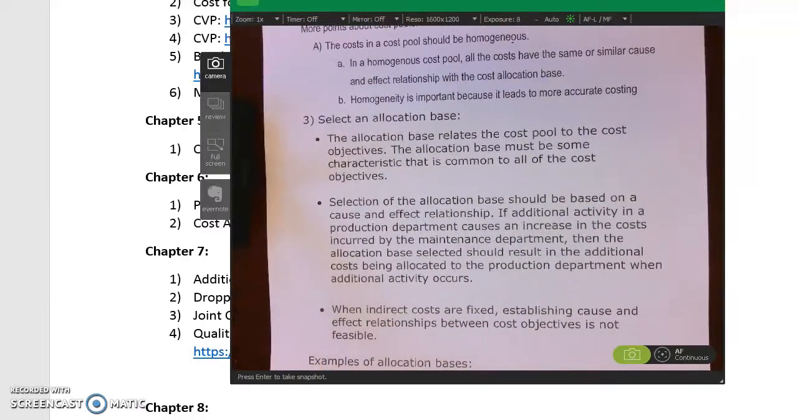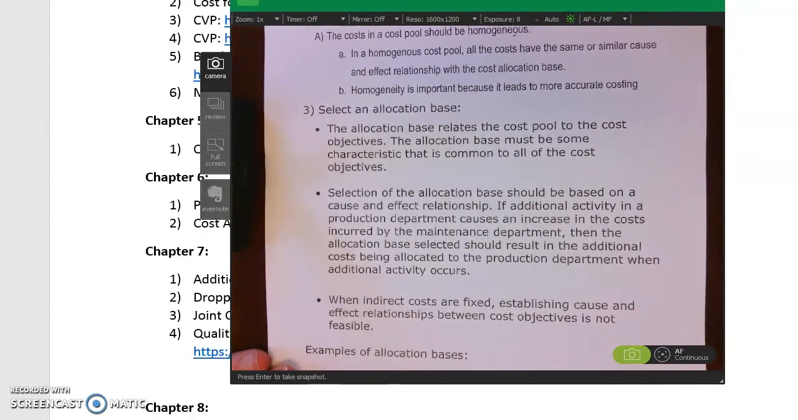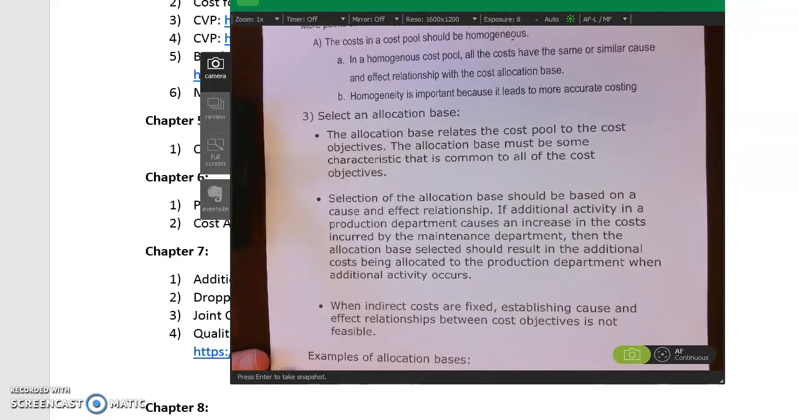The third step in the process of cost allocation is to select an allocation base. The thing about the allocation base, a few things, is that the allocation base has to be something that's common to all the cost objectives. So in the case of the art department to the magazine, all the magazines request a piece of art. You could say the allocation base could be the number of pieces of art. Okay?